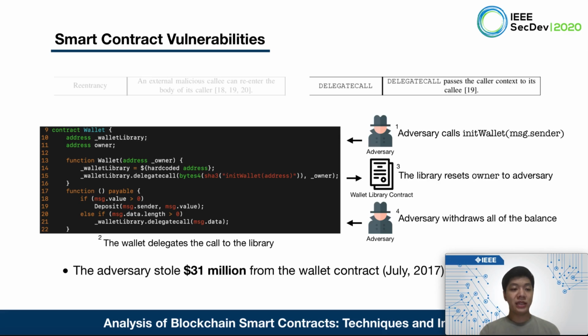The second vulnerability is called delegate call. It's an instruction that delegates tasks to the callee contract, but under the context of the caller. When an adversary calls the init wallet function to the wallet contract, since the contract does not have init wallet implemented, it delegates the call to a wallet library contract. The library then executes its init wallet function, which is to reset the owner of the wallet contract. By this approach, an adversary reset the wallet owner as itself and stole $31 million in 2017.